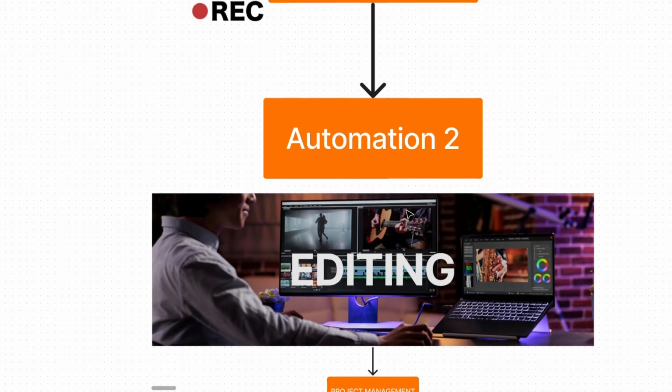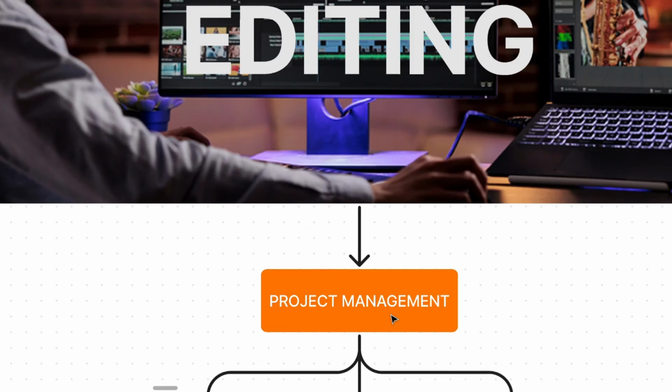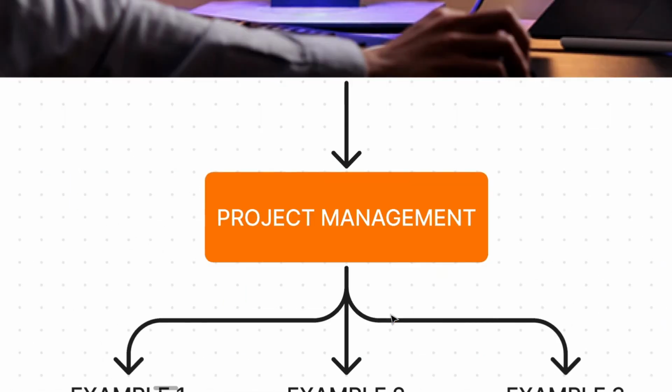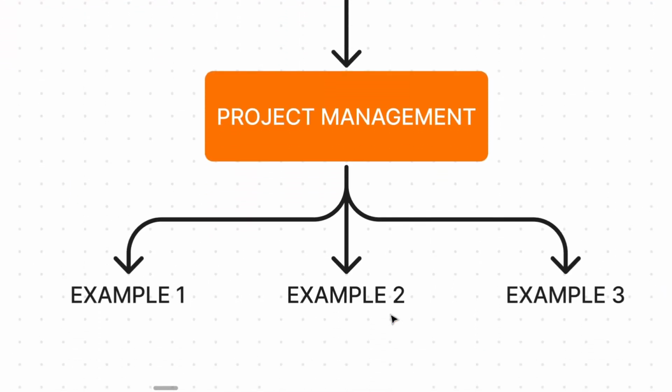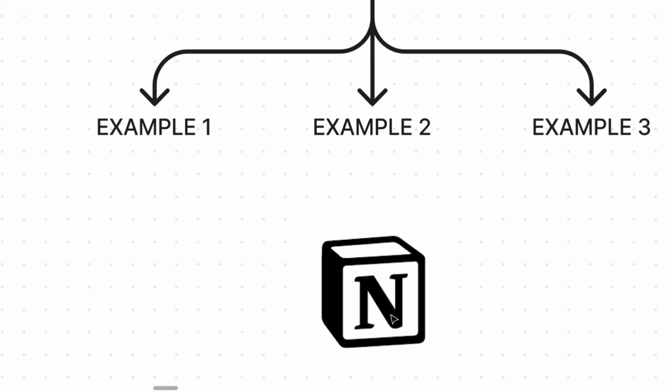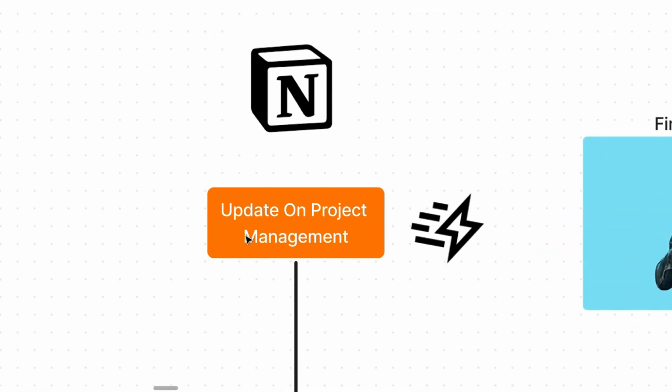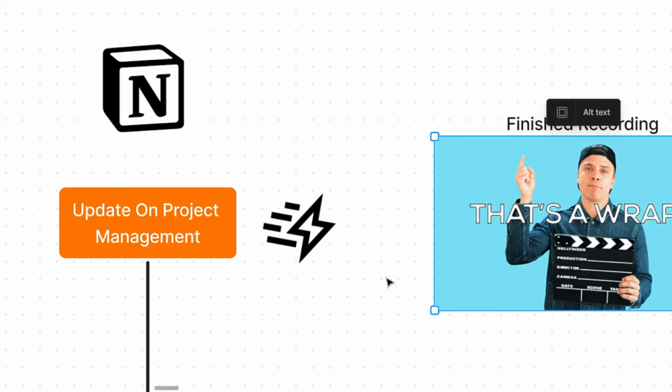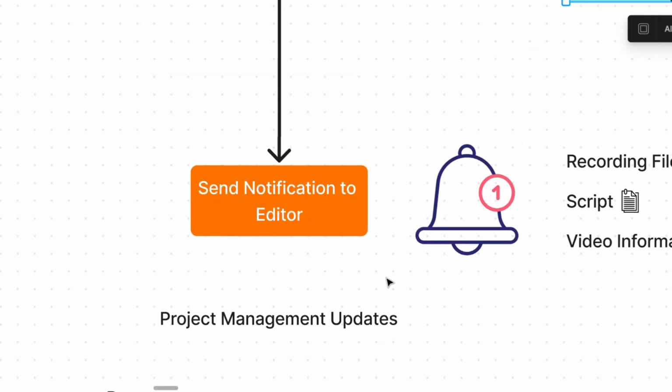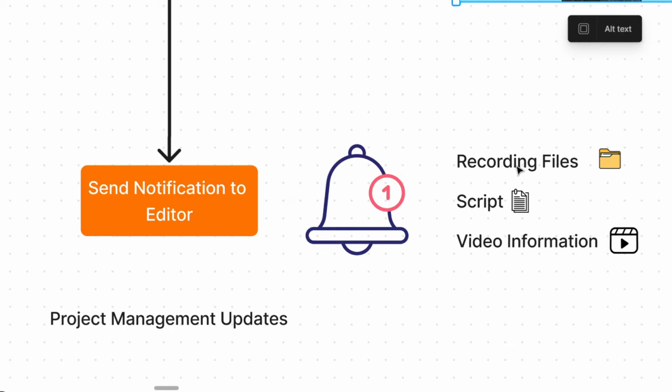However, there are some things we can actually do to make the project management for the different videos a lot easier. Now, there's a bunch of different project management tools when it comes to content. However, once again, we use Notion for all of our stuff. As soon as there's an update on our project management within Notion, such as, I don't know, finish recording, we can send a notification over to the editor with the recording files, the actual script, and then the video information.